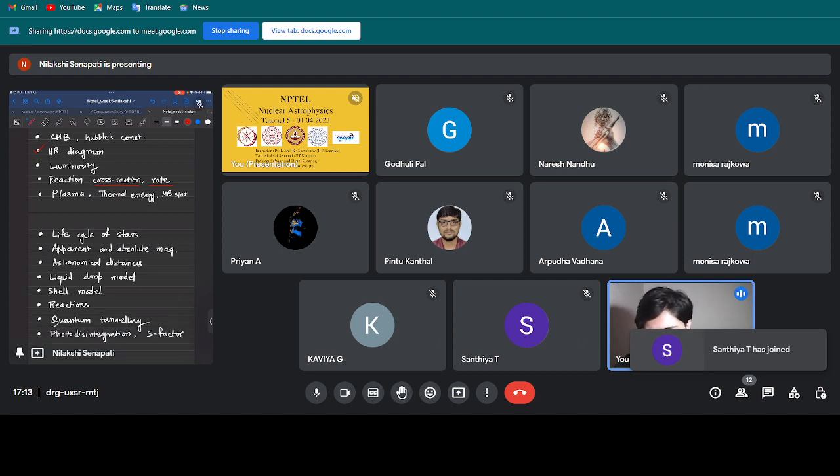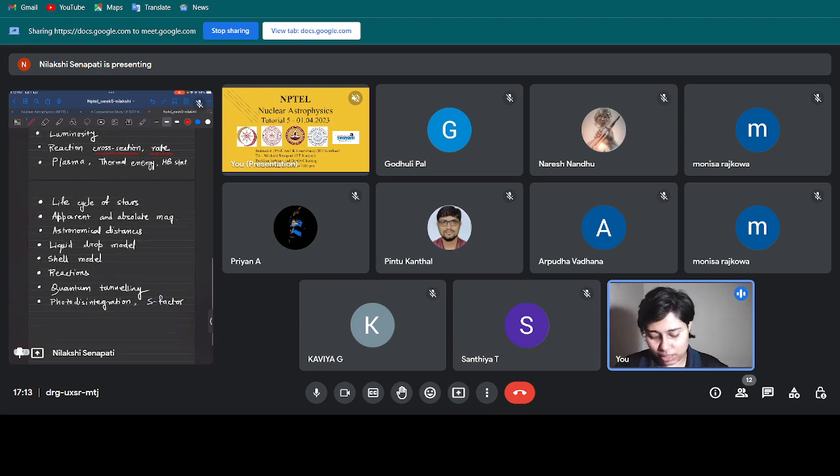We have also gone through the life cycle of stars, then apparent and absolute magnitude, astronomical distances, the liquid drop model, the shell model, reactions, quantum tunneling, photodisintegration, the astrophysical S factor, all those things. And one of the important things here is also the shell model, and I have discussed a lot of things about the shell model, and I hope everybody is clear about it by now.